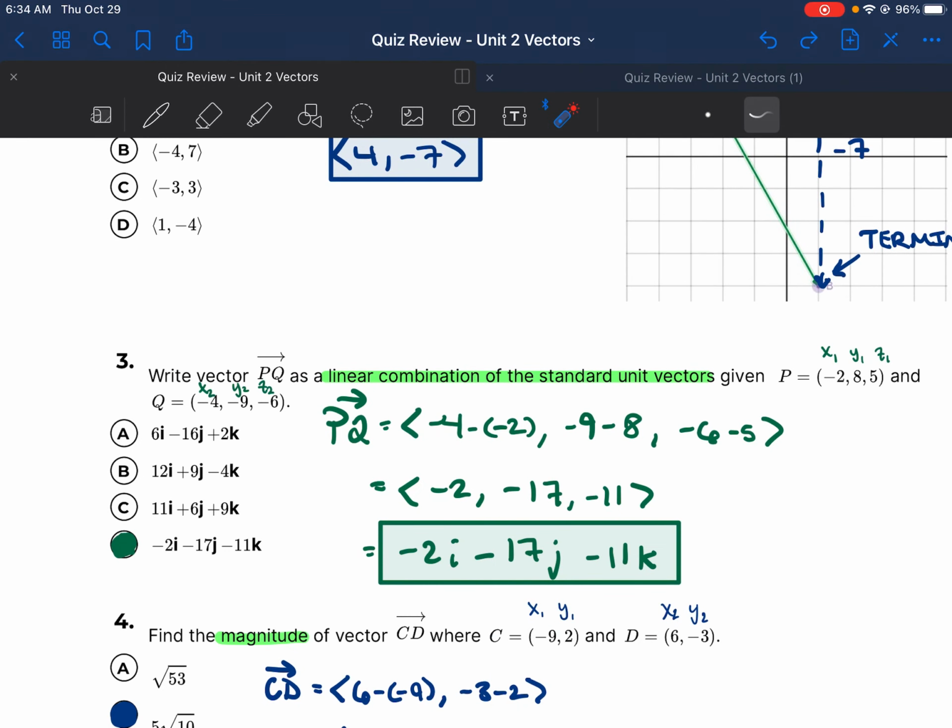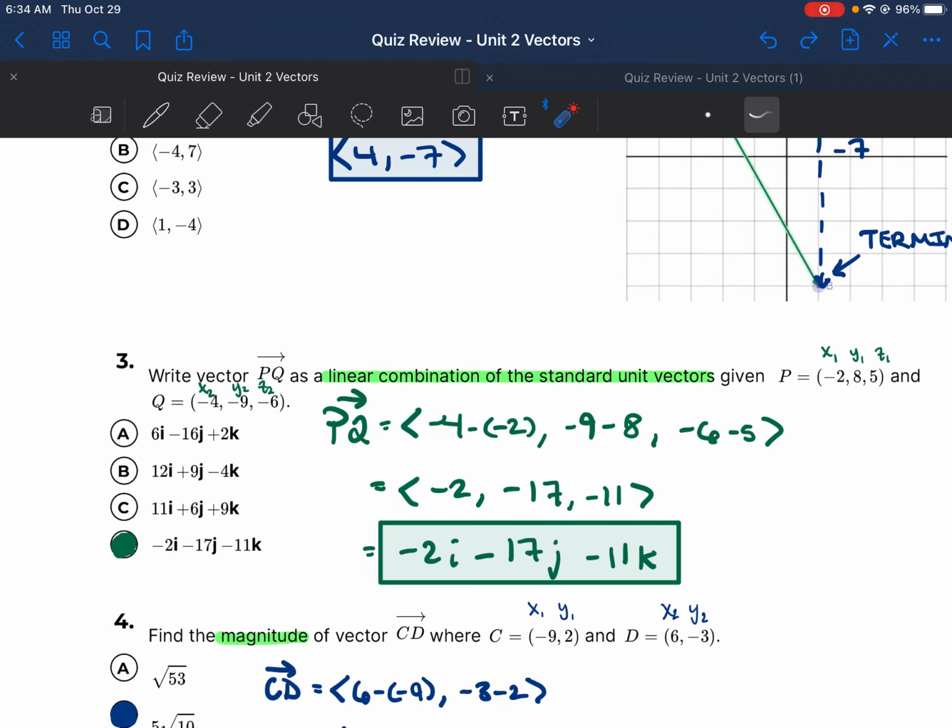In problem number 3, we want to write vector PQ as a linear combination of the standard unit vectors i, j, and k. Given that point P is (-2, 8, 5), and point Q is (-4, -9, -6). So this problem, again, is very similar to number 1. One of the differences is we're going to have a vector in 3-dimensional space. But let's go ahead and find vector PQ.